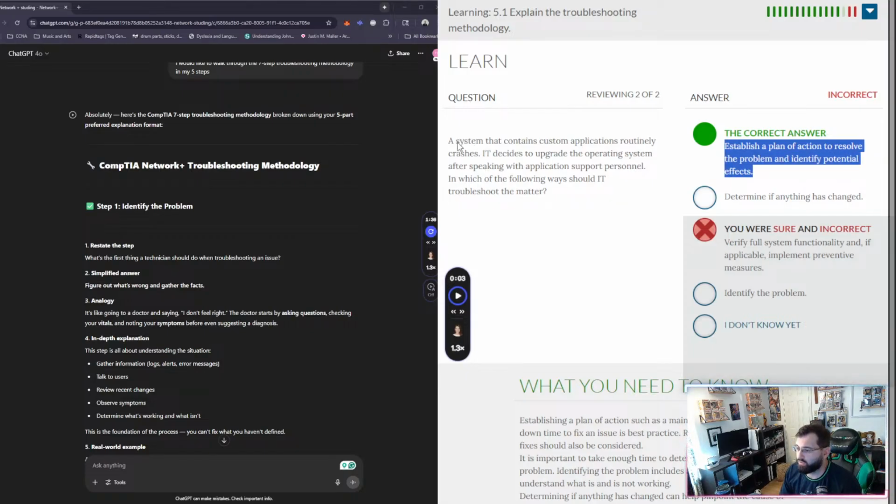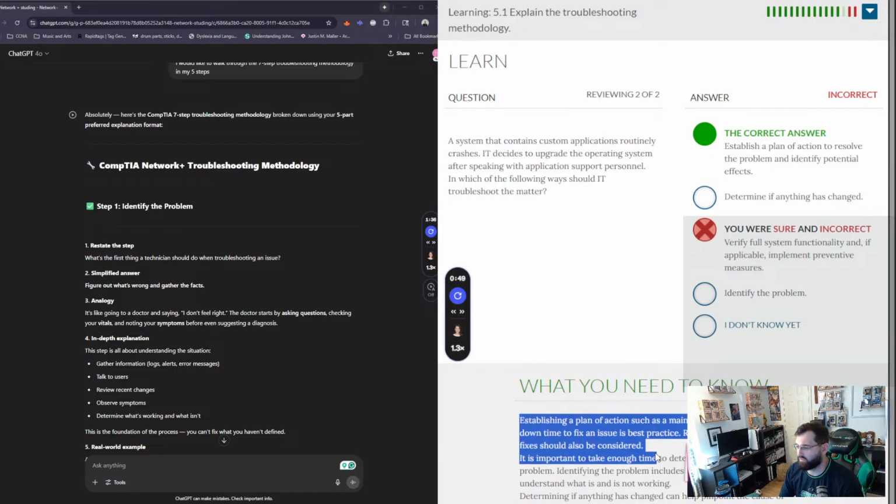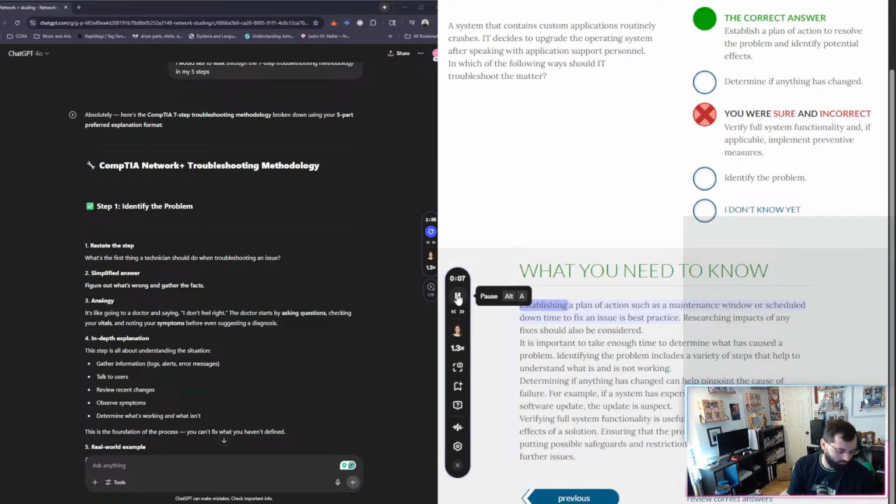So this has to do with the system that contains an application that routinely crashes. They talk to the provider, they tell them to upgrade or update, and they update. So now they need to establish the plan. Let's see what it says. Establishing a plan of action such as a maintenance window or scheduled downtime to fix an issue is best practice. Researching impacts of any fixes should also be considered.